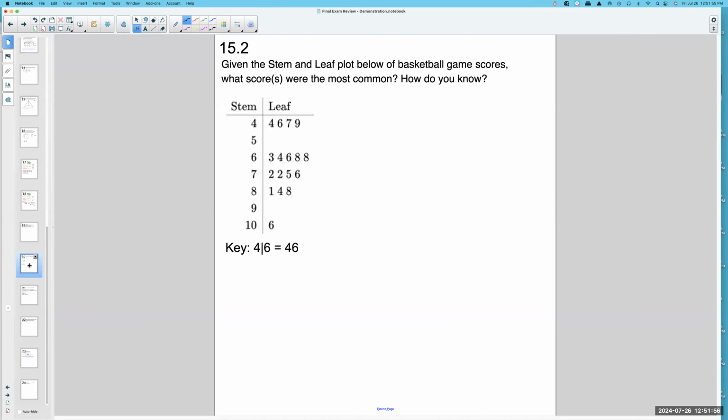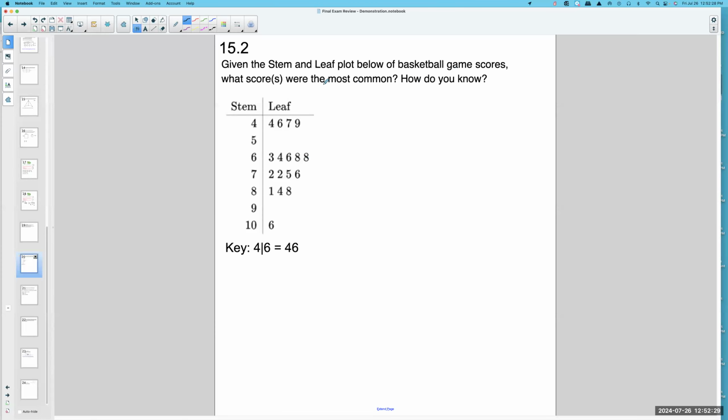All right, stem and leaf plots. Given the stem and leaf plot below of basketball game scores, what scores were the most common and how do you know? So this is a stem and leaf plot. And remember, they'll give you a little key on a stem and leaf plot, like 4 bar 6 means 46. So you read the stem and then the leaves as a number. 44, 46, 47, 49. There are no 5s. You can't say there's a 50 because there'd have to be a 0 to be a 50. 63, 64, 66, 68, 68, and so on.